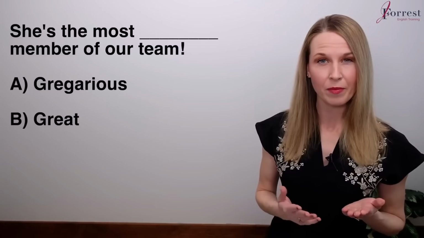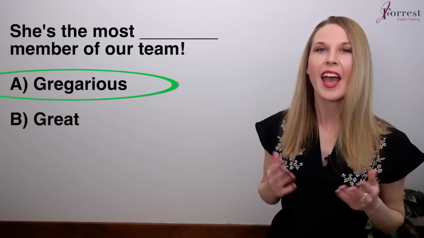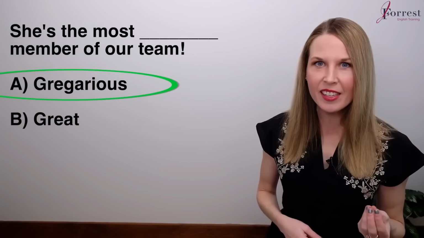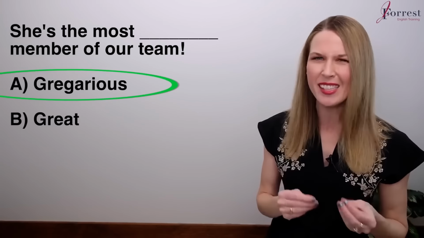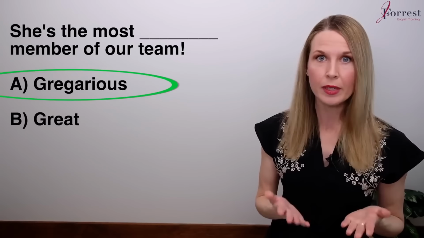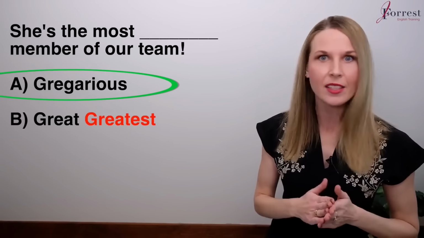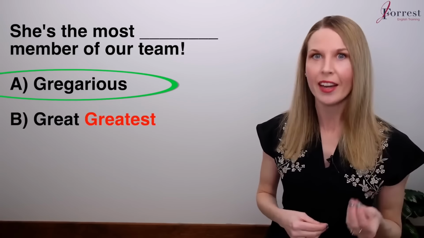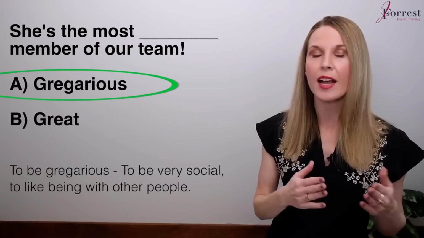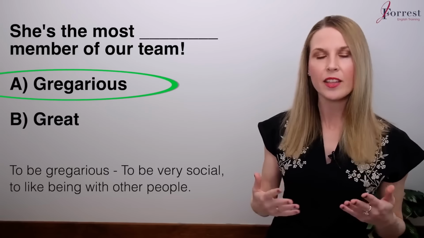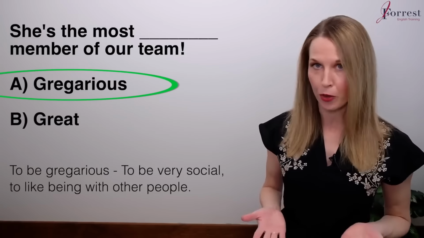Number four, she's the most member of our team. A or B? A, gregarious. B is incorrect grammatically. We can't say most great. You would say greatest, right? So grammatically, B doesn't work. A, gregarious. When someone is described as gregarious, it means that they're very social. They enjoy being around other people.